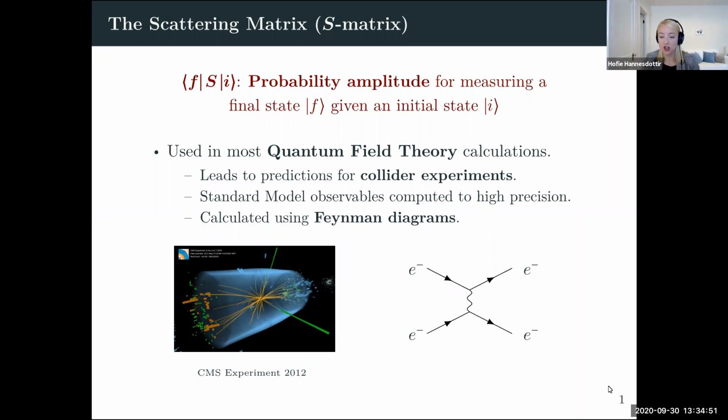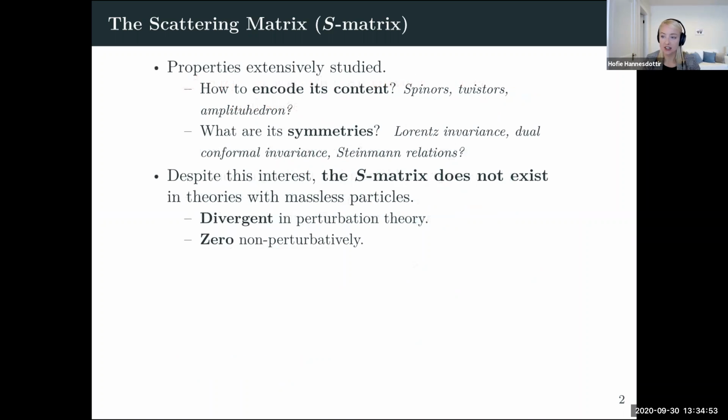So since this is an object that is so widely used, its properties have been extensively studied. And people have tried to answer questions like, how do we encode the content of the S-matrix? Should we be using, say, spinors or twistors or the amplitude-hedron? And what are its symmetries? Does it obey Lorentz invariance, dual conformal invariance, or say the Steinmann relations, which I'll talk a bit more about later. But despite all of this interest, the S-matrix does not formally exist in theories with massless particles.